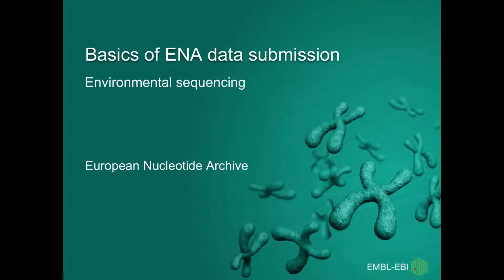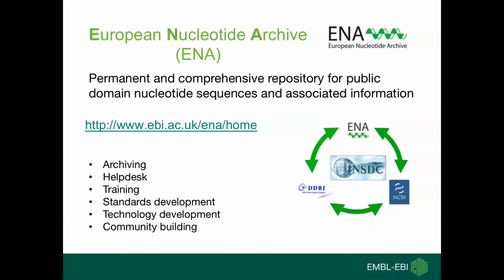This tutorial focuses on submission of environmental sequencing data and metadata to the European Nucleotide Archive. The European Nucleotide Archive, the ENA, is a permanent and comprehensive archive for public domain nucleotide sequences and associated information. The ENA provides the following services to the user community: archiving, help desk, training, standards for development, technology development, and also community building. The ENA, GenBank in USA and DDBJ in Japan exchange data daily as a part of the International Nucleotide Sequence Database collaboration.